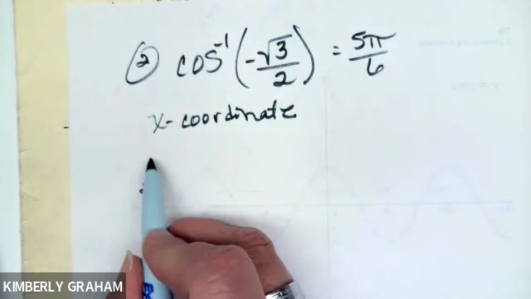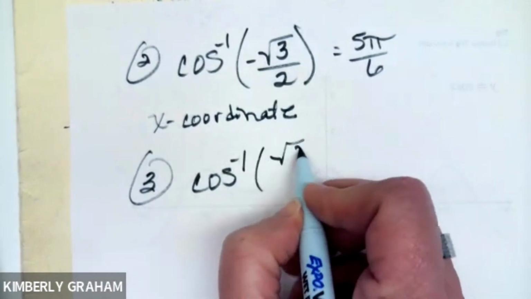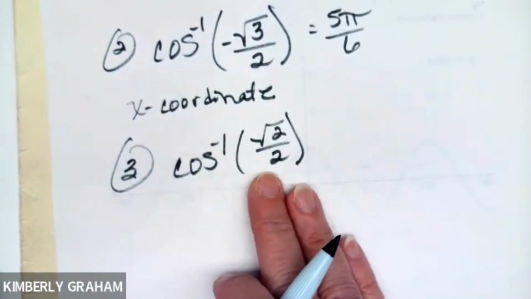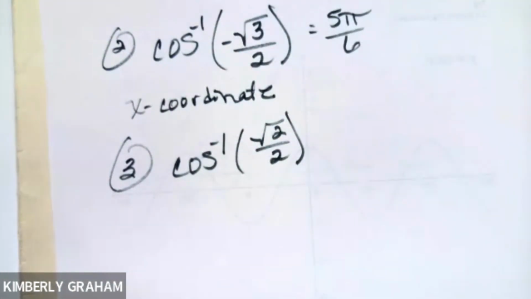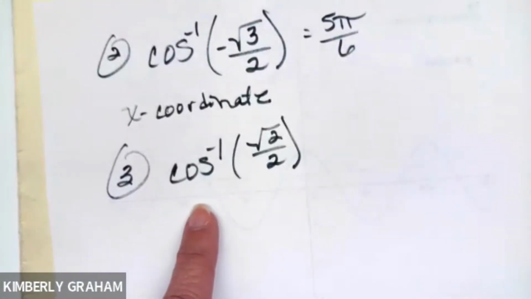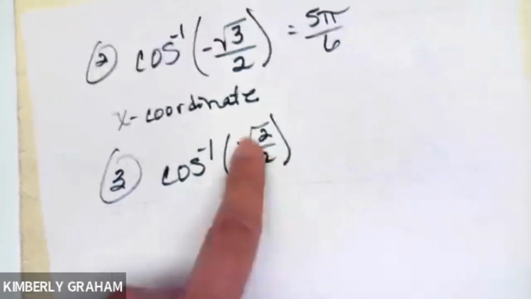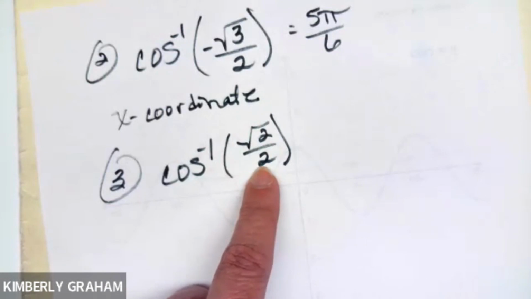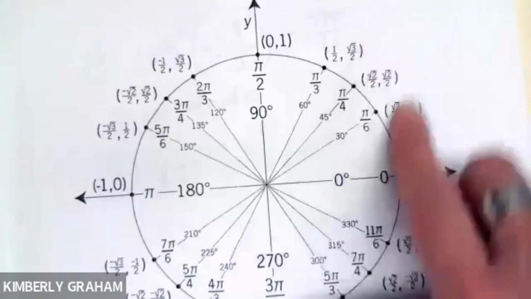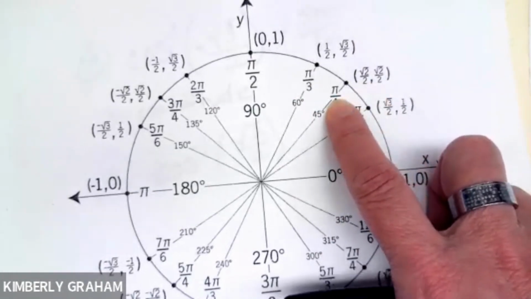All right, problem 3, I have inverse cosine of square root of 2/2. Again, I am dealing with either quadrant 1 or 2. And cosine is my x-coordinate. So if my x value is positive, in this case, this is a positive number here, I know that I'm going to be in quadrant 1. So look over here in quadrant 1 and figure out which point has the x-coordinate square root of 2/2, and it's going to be π/4.